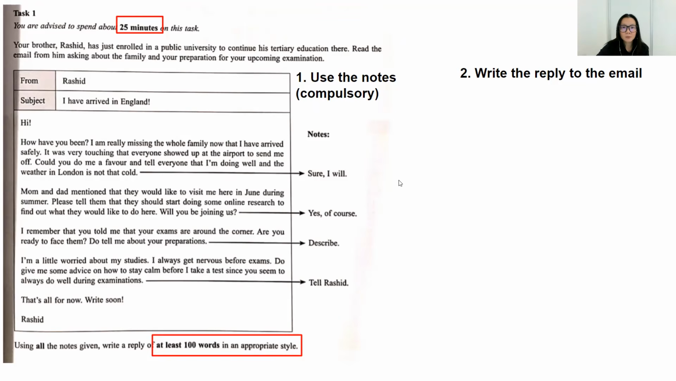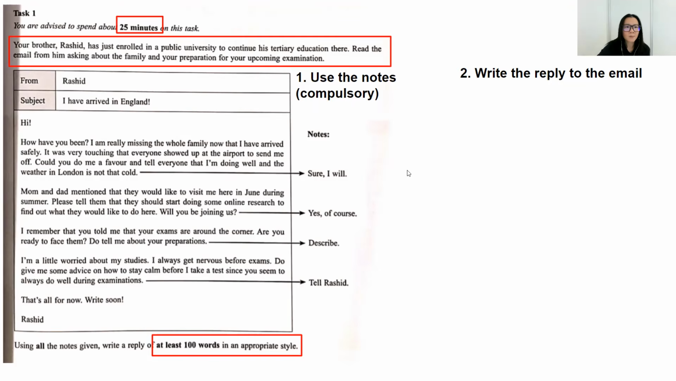Something to note also, it's compulsory for you to use the notes that are given here in the email. Then you obtain your marks by writing the reply. So what is the circumstance here? Your brother, Rashid, has just enrolled in a public university to continue his tertiary education there. Read the email from him asking about the family and your preparation for your upcoming examinations. So from Rashid, I have arrived in England. Let's read the email together very quickly.